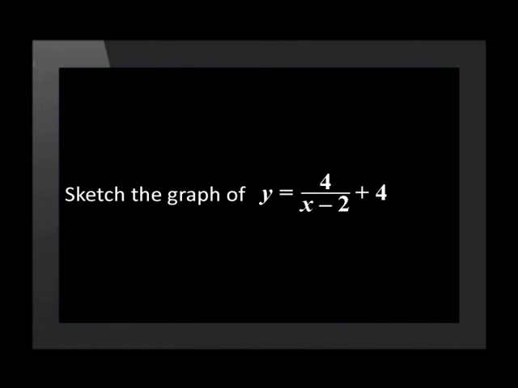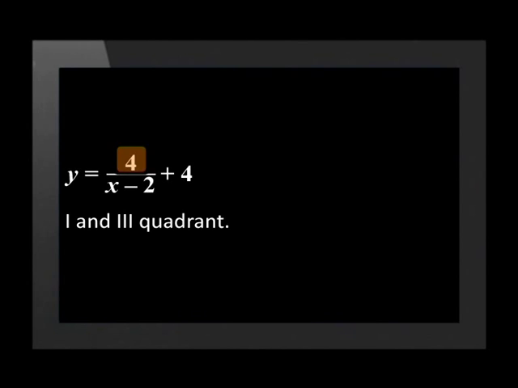Sketch the graph of y equals 4 over x minus 2 plus 4. The x is in the denominator, and this tells us that the graph is a hyperbola. We begin with step 1 and find which quadrants the graph lies in. The value of a in the equation is positive 4. Therefore, the graph lies in the first and third quadrants.